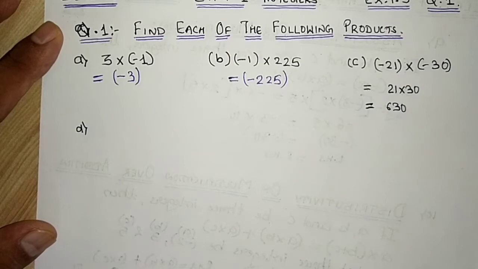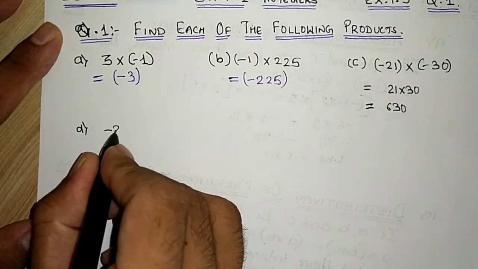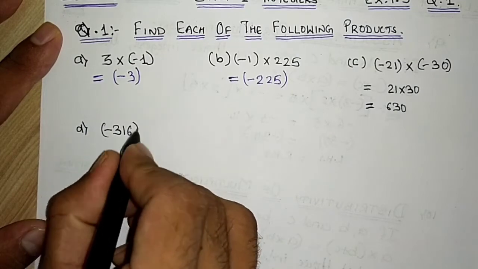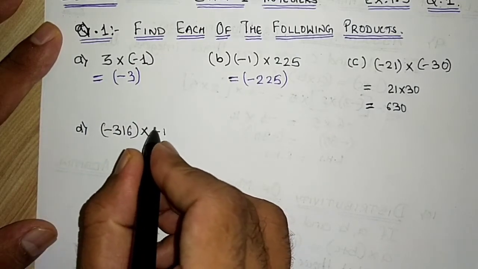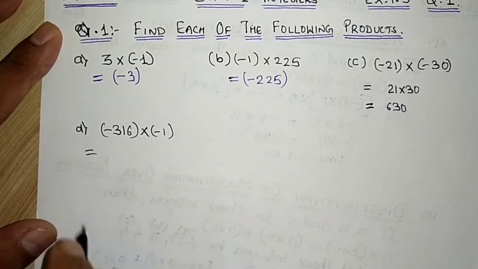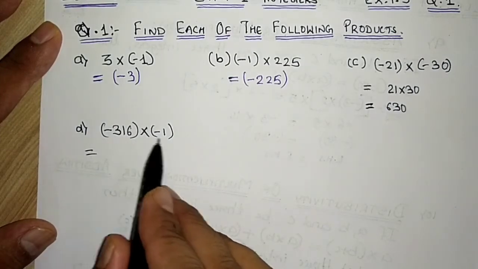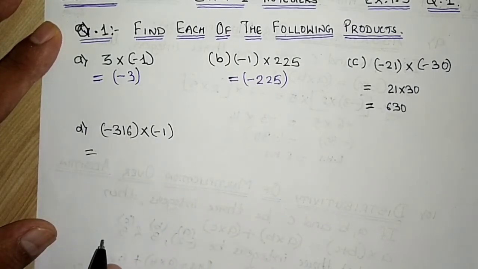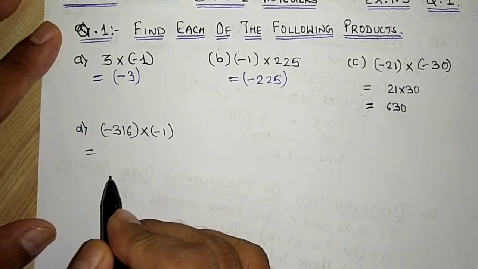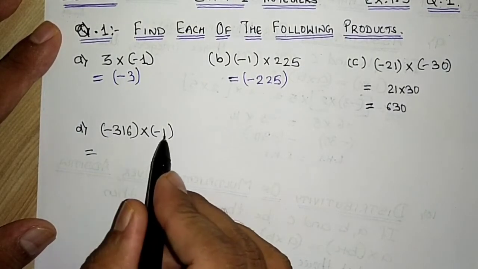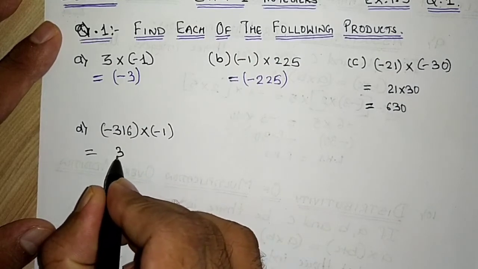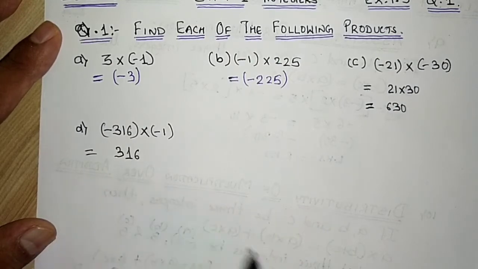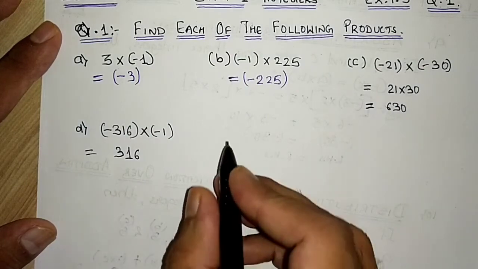Let us move to the next part, that is D part. Question is minus 316 into minus 1. Again we are having two numbers with negative sign. 2 means even, so we will have the answer in positive. 316 into 1 is 316.